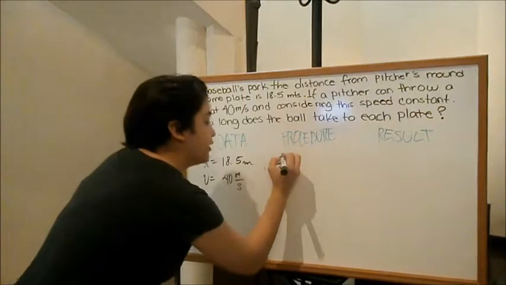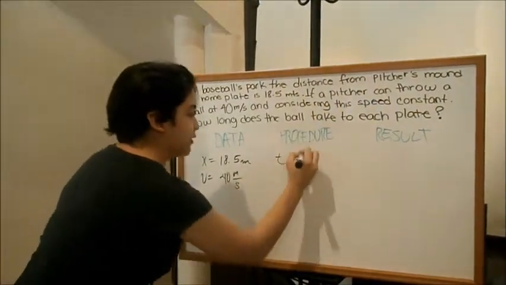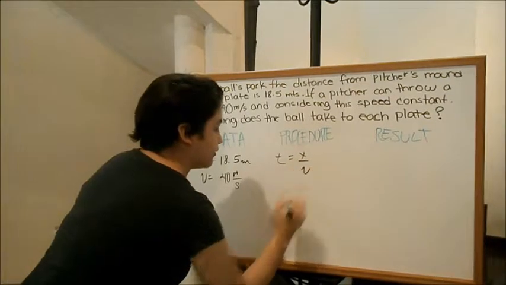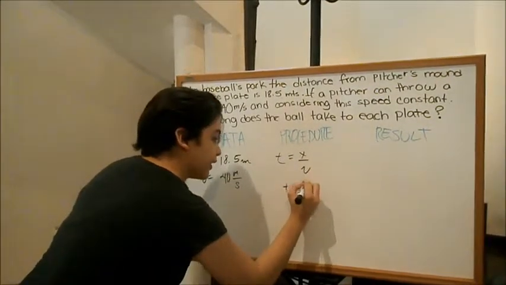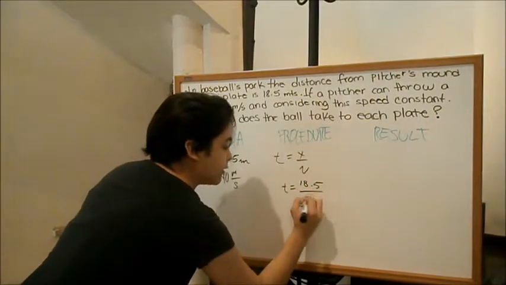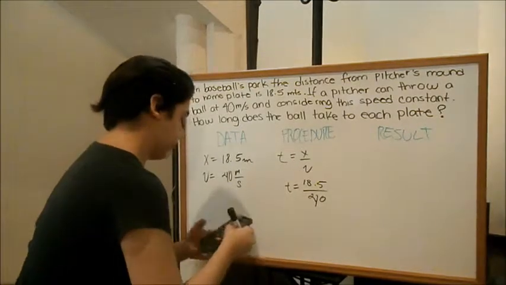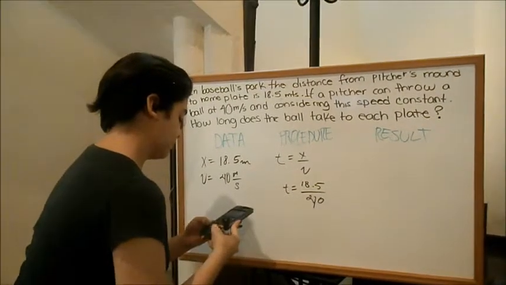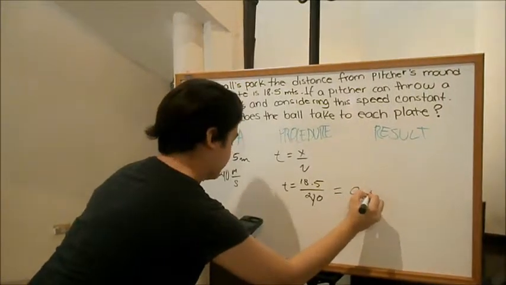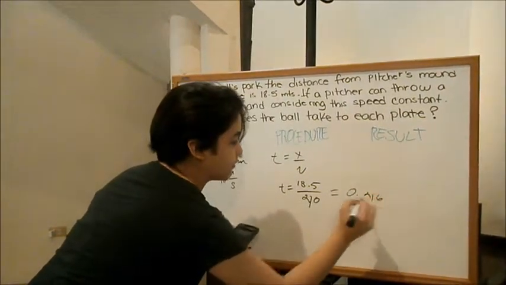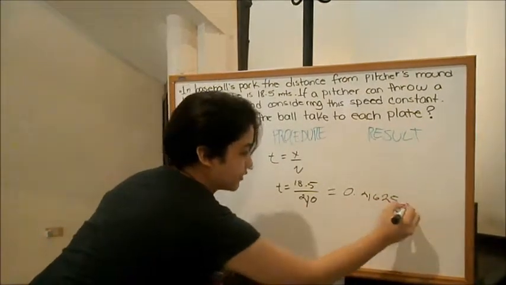Therefore, we could say that we know that the formula for time is distance divided by velocity. Therefore, it's 18.5 meters divided into 40, that giving us the following. It gives us 0.4725 seconds.